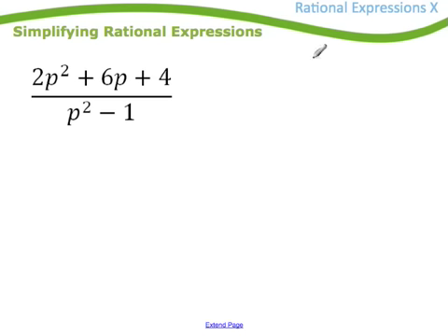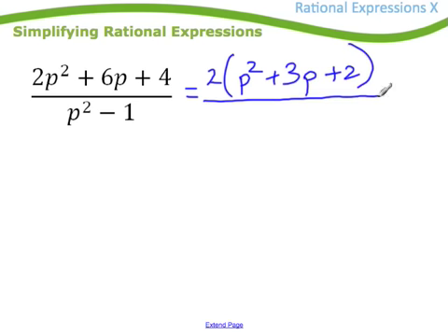Try another one. Okay. Looks like I can factor something on the top. This bottom looks familiar too. Let's try it. Oh, 2 will divide evenly into everything on the top. Let's just get that out of the way right off the bat. And on the bottom, this looks to be a difference of squares, p plus 1, p minus 1. So I did a common factor on the top, difference of squares on the bottom.